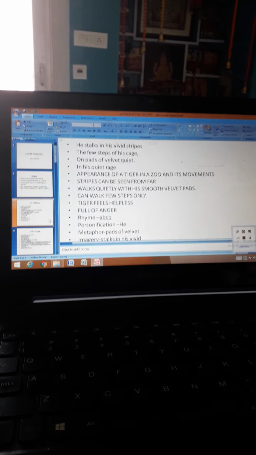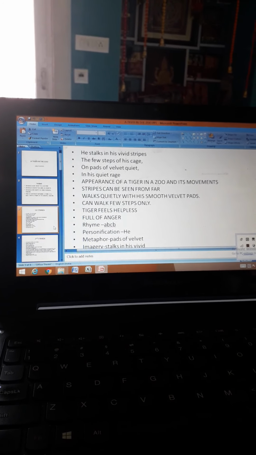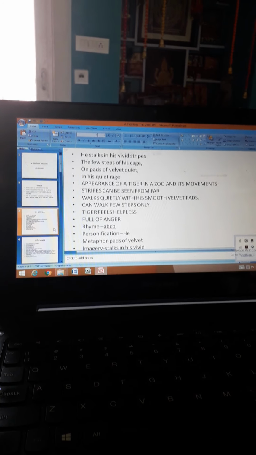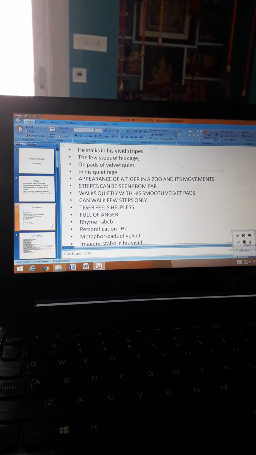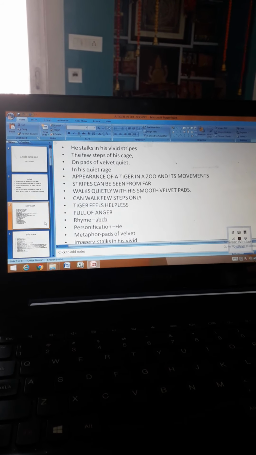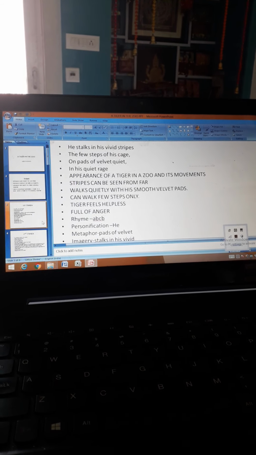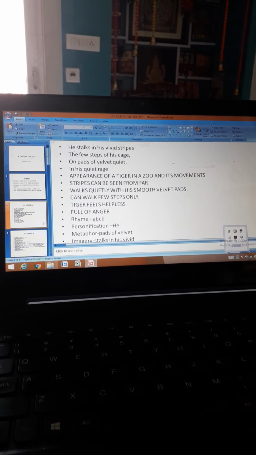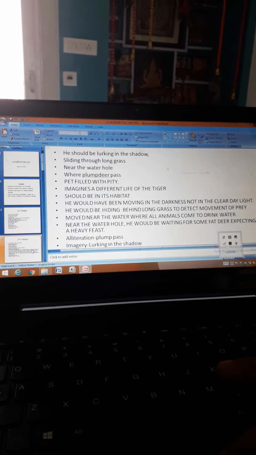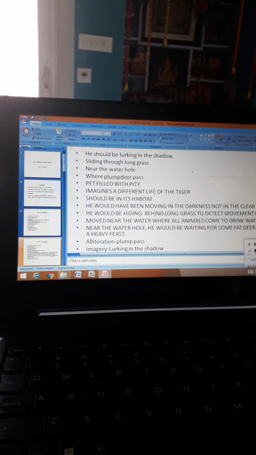It is a comparison. The pads of velvet is compared to the claws of the feet of the tiger, how it is soft like velvet, how he is taking small steps. And the last literary device is imagery. He stalks in his vivid stripes. You can imagine yourself, that is visual imagery. You can imagine how the tiger is taking small steps and it is looking very colorful and bright.